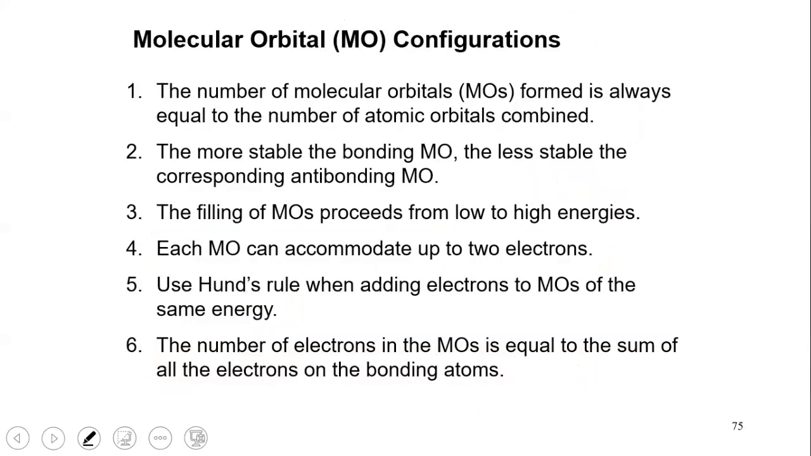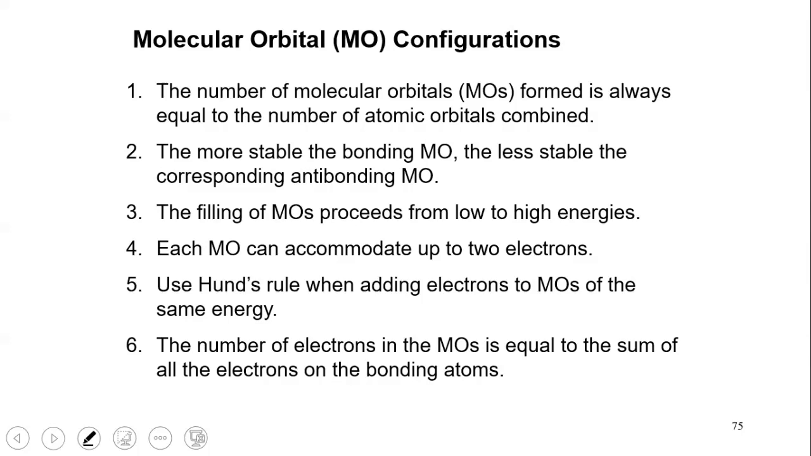So armed with this model, and again, I've given you a very simplified form of it, we can come up with how to build molecular orbital configurations. Several rules. Number one, the total number of molecular orbitals formed has to equal the number of atomic orbitals that were combined. Conservation of mass. Second, the more stable the bonding MO, the less stable the corresponding anti-bonding MO is going to be. That's a trend you're going to see.